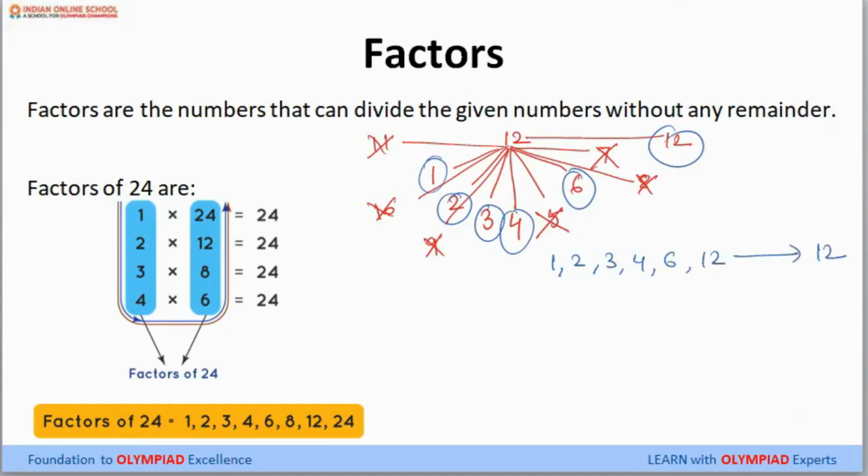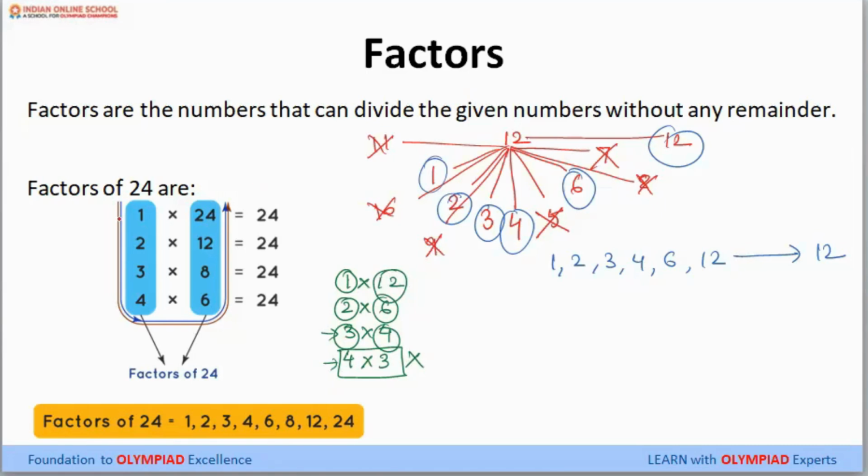Understood how to figure out the factors? And this we can easily write in one's table: how many times is 12 there? 12 times. In two's table, 6 times. In three's table, 4 times. In four's table, 3 times. Now we can see this is 3 and 4 and this is 4 and 3. They are repeating, so we will not count these and we will stop over here. So whatever we are getting, 1, 2, 3, 4, 6, 12, all of these are the factors of 12. Understood everybody?